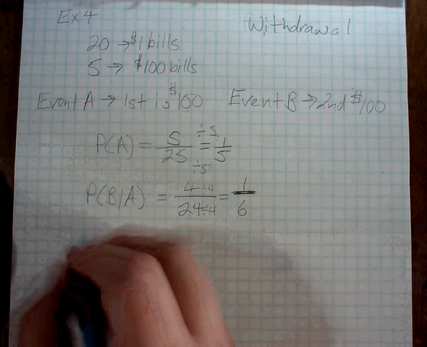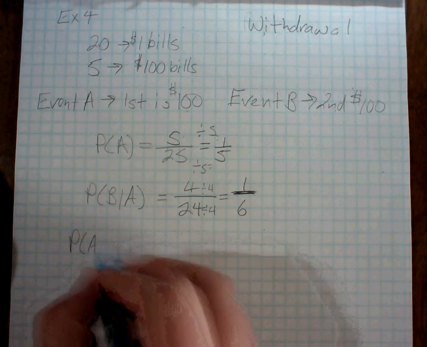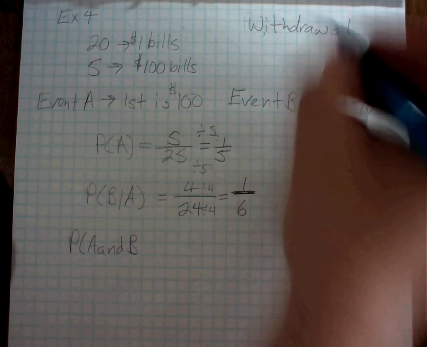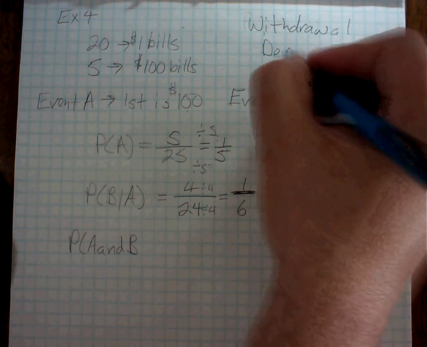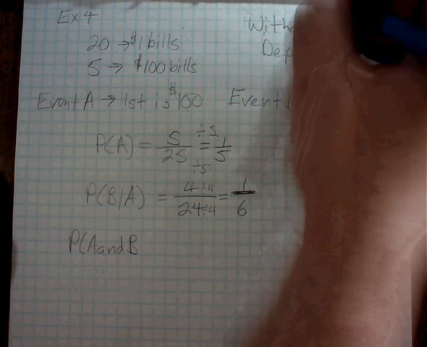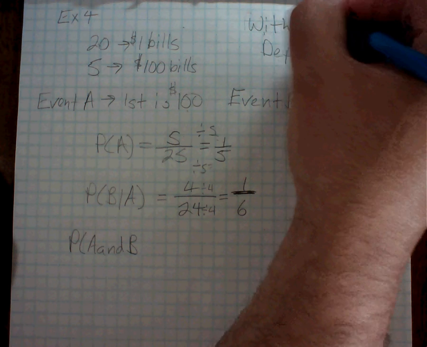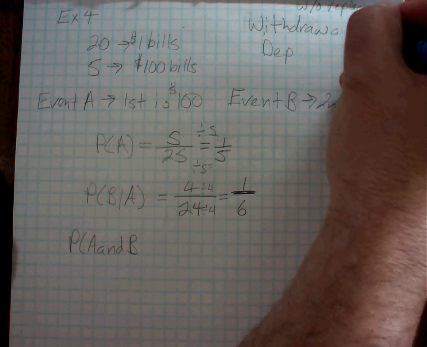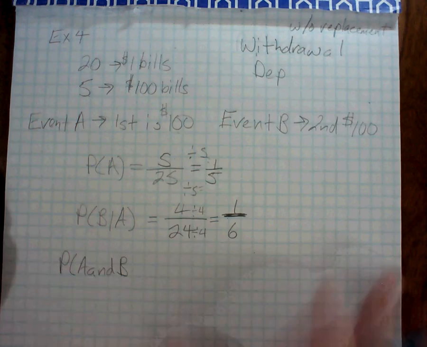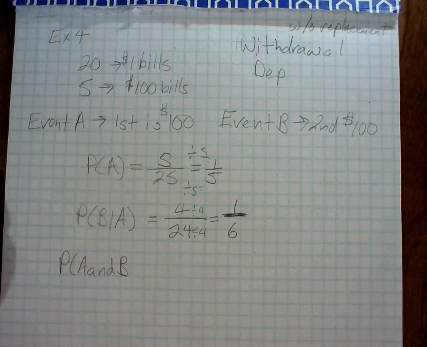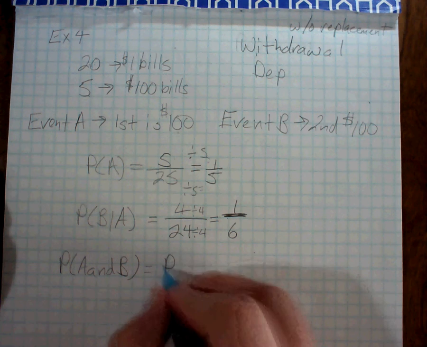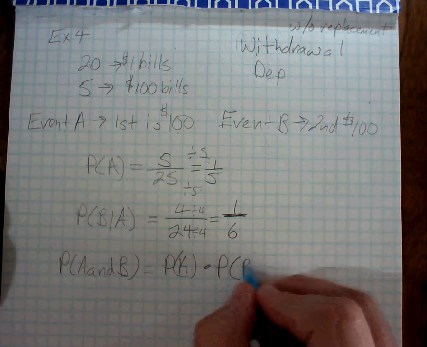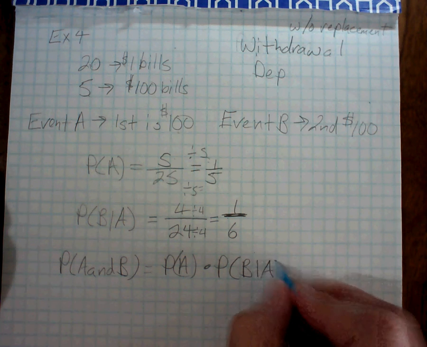Now to find the probability of both of these events occurring at the same time, because it's dependent. How do I know it's dependent? It's a withdrawal without replacement. Another way that you could think of that is without replacement. I'm not putting the $100 bill back in. Okay? So then that would be equal to the probability of A times the probability of B occurring, given that A occurred.